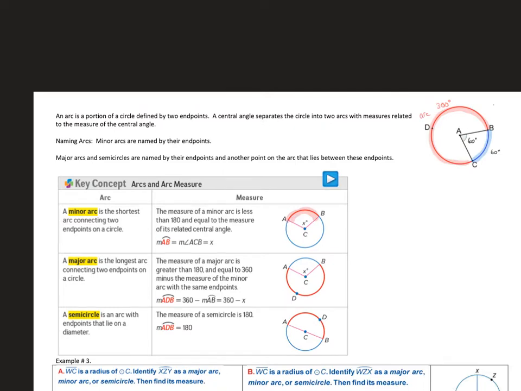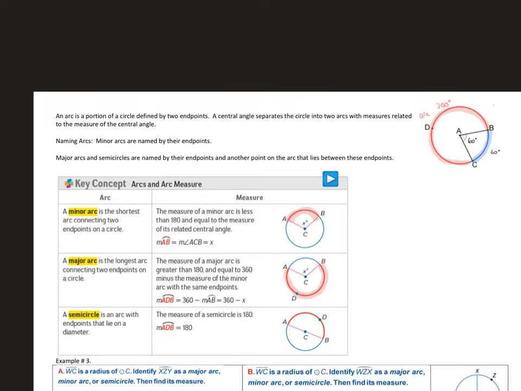A major arc is the longest arc connecting two endpoints on a circle. The measure of a major arc is greater than 180 and equal to 360 degrees minus the measure of the minor arc with the same endpoints. So here I have a major arc in the red. And a semicircle is simply a half circle, and the measure of a semicircle is 180 degrees.